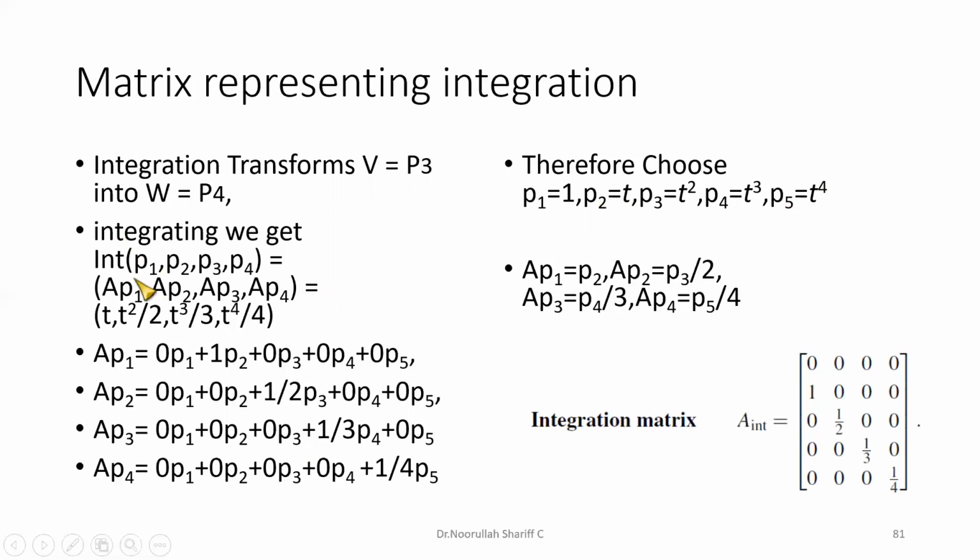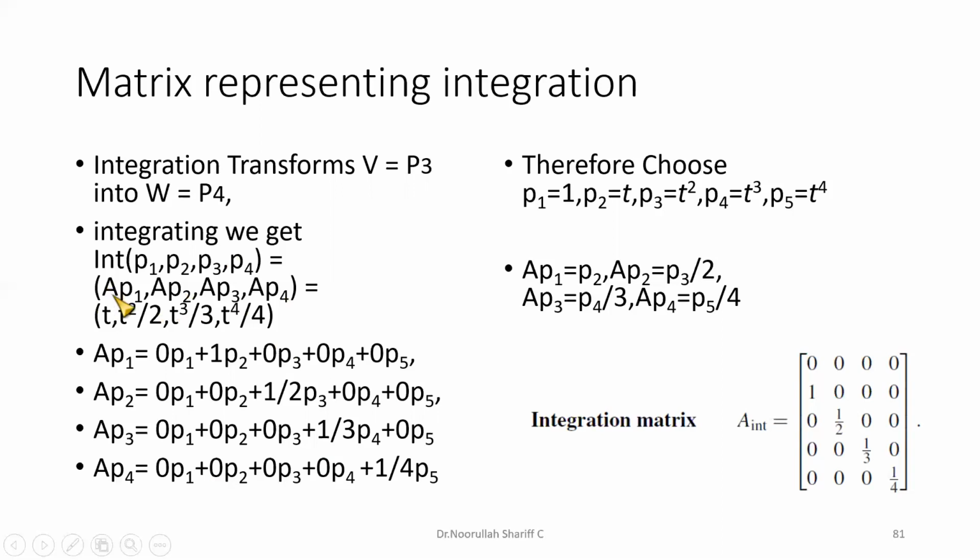If you integrate this P1, P2, P3, P4, that is 1, T, T square, and T cube, then the integration will lead to AP1, AP2, AP3, AP4. The integration of 1 is T, integration of T is T squared by 2, integration of T square is T cube by 3, integration of T cube is T to the power 4 by 4.